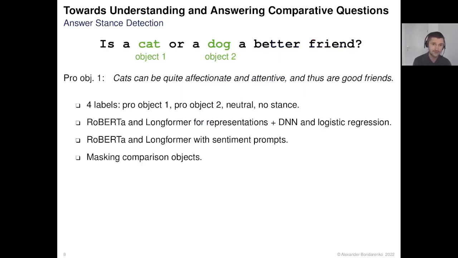So, and finally, for the stance detection, to remind, the task is, given a comparative question and comparison objects and a potential answer, to classify whether the answer is pro first object, second, neutral, or there is no stance in the answer. We again experimented with several classifiers, including the transformer classifiers that we use to represent the questions, or we use them directly as the classifiers, where we extended the input with some sentiment prompts and also experimented with masking of comparison objects, and a few more details on the next slide.